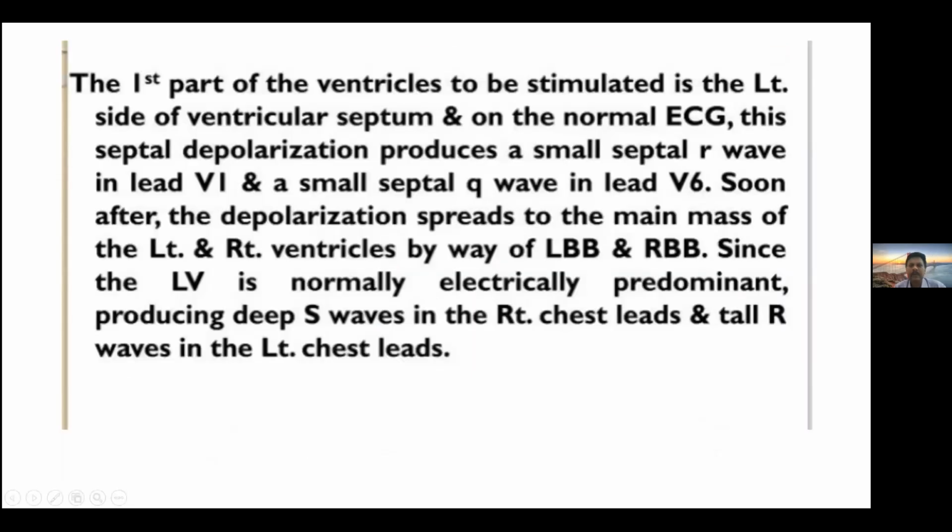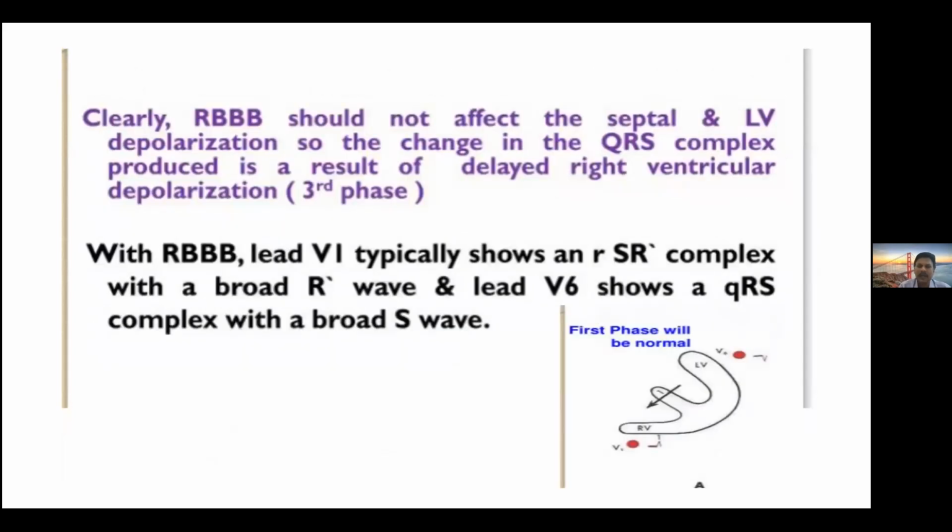So this is how it happens, where the first part of the ventricle to be stimulated is the left side of the ventricular septum. So left to right conduction is the normal first part. And clearly, there will be two conduction abnormalities, bundle branch blocks. One is the right bundle branch block and another is the left bundle branch block. We will start with the right bundle branch block.